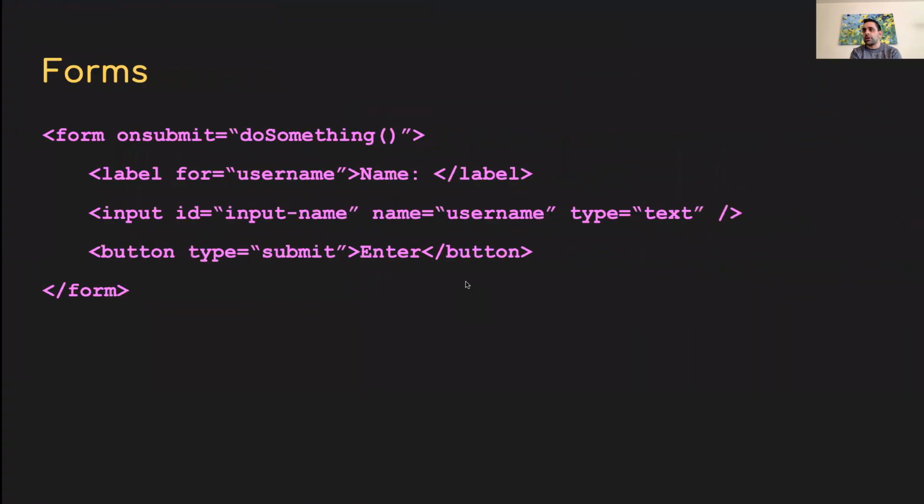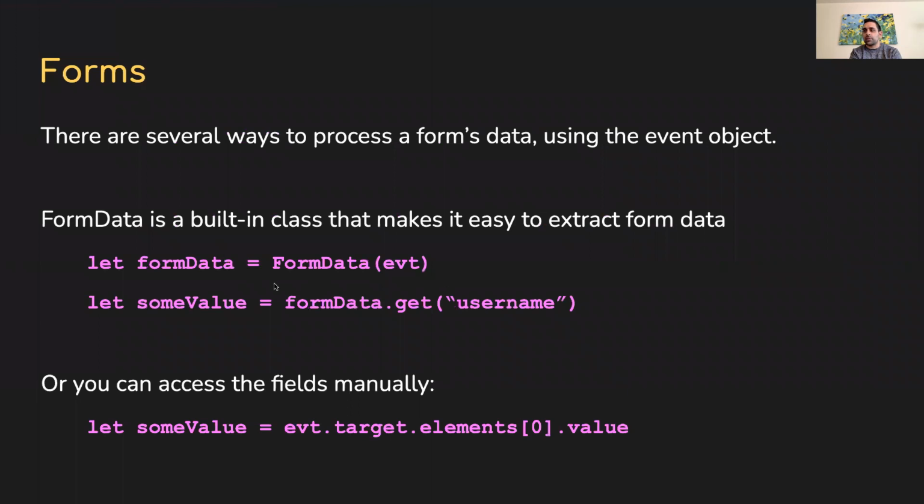So just to wrap up our slides, nothing too exciting. So we talked about how to work with form data. Again, there's a FormData class we can use where we pass it the event and we extract data that way. Or you can just do it manually by doing event.target.elements and then using that array to get each element's value out of there.